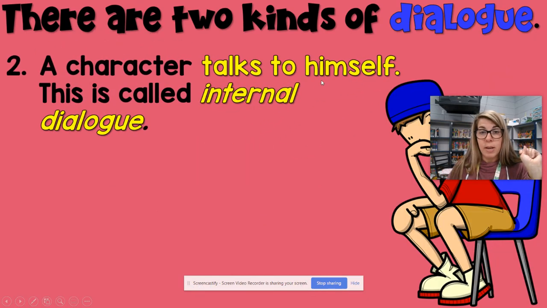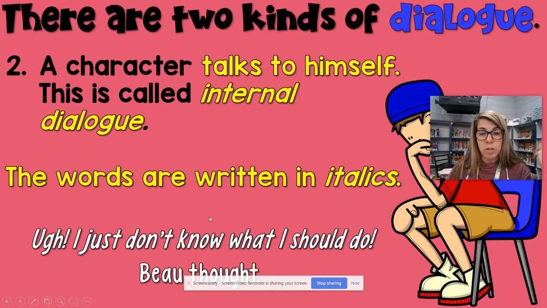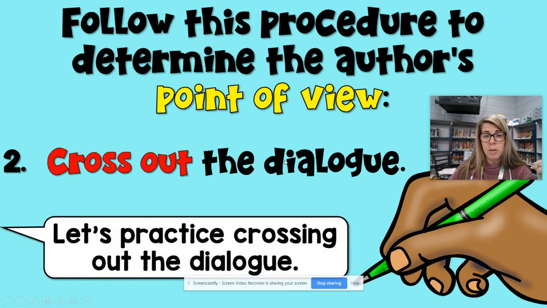The second kind of dialogue is when they talk to themselves, internal dialogue, like Miss Manda talks to herself. The words are written in italics, so it's a different font. "Oh, I just don't know what I should do," Bo thought. That's written in italics, meaning that he's thinking that inside his head. He's not talking to anybody else at this point. So we're going to cross out the dialogue.